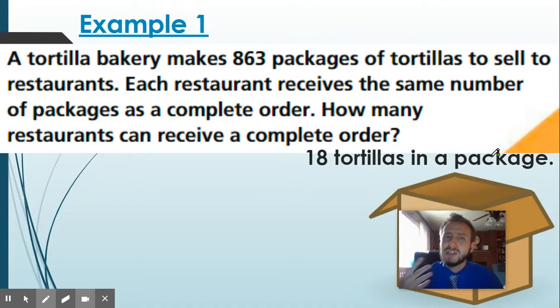Okay. So what we need to do is we need to take this 18 and divide it into our 863. So the way we do that, 863 is our dividend and 18 is our divisor. These are fancy words for meaning 18 is the number that is going to be divided into 863. Okay, and it's a big number, but we'll estimate and get our way there.